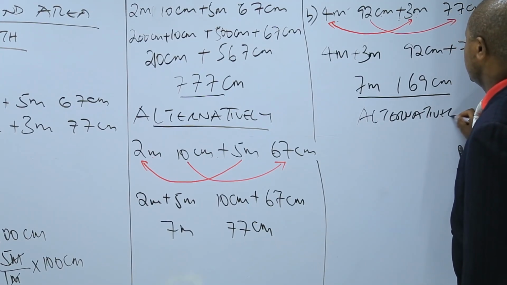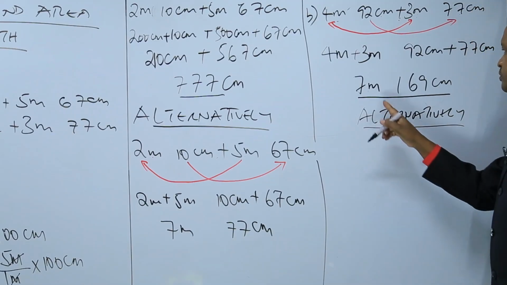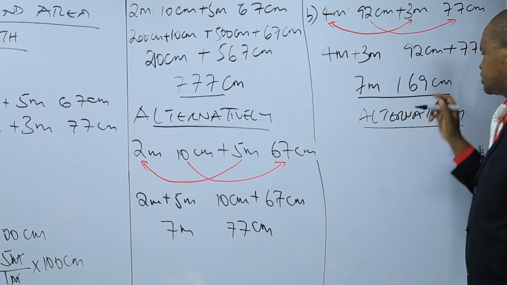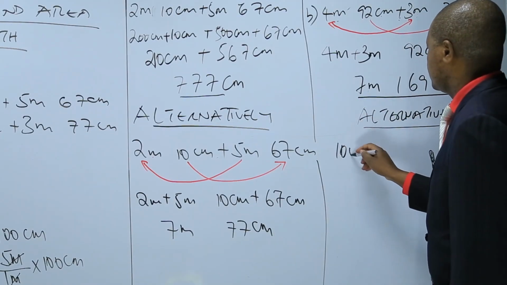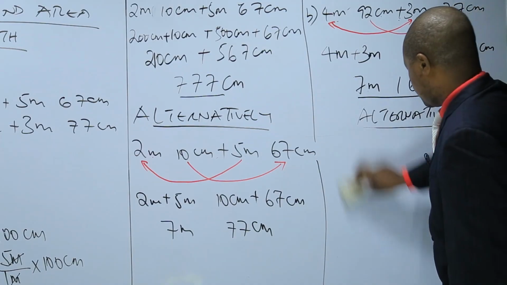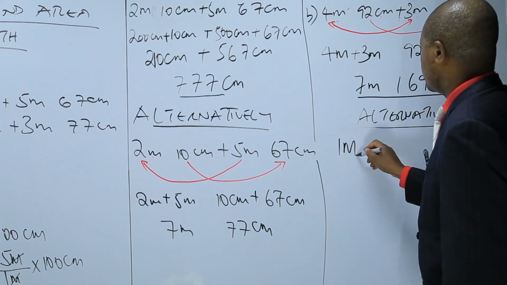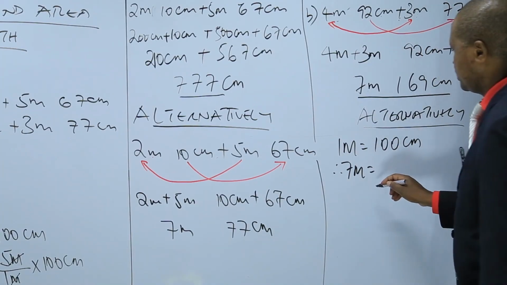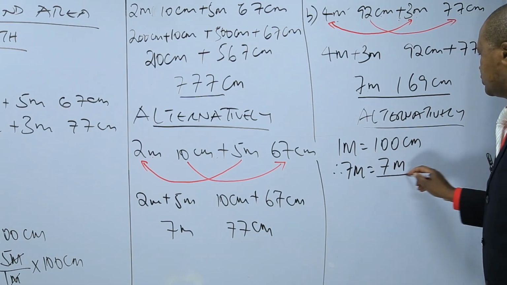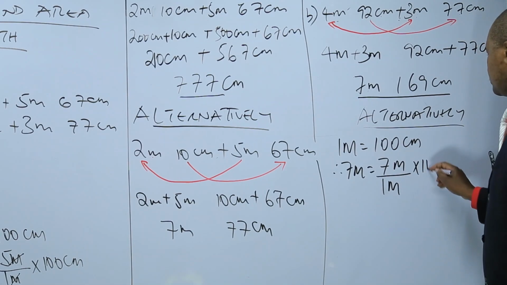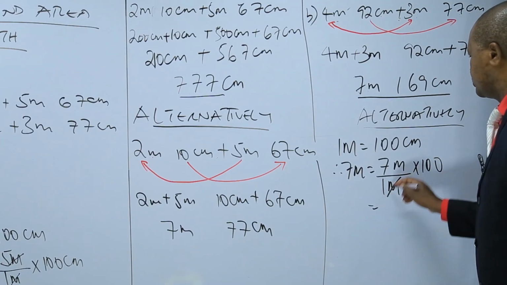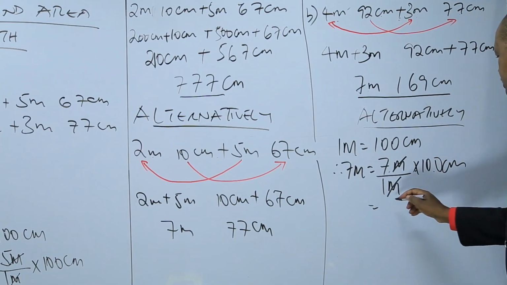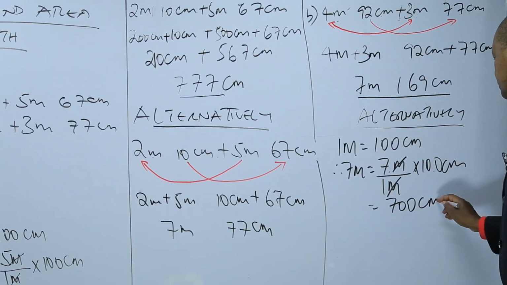Alternatively, we can convert 7 meters to centimeters. We know 1 meter is equal to 100 centimeters. Therefore, 7 meters will be equal to 7 meters over 1 meter times 100. This meter will cancel with this meter. So we'll have here 7 times 100 centimeters, giving us 700 centimeters.